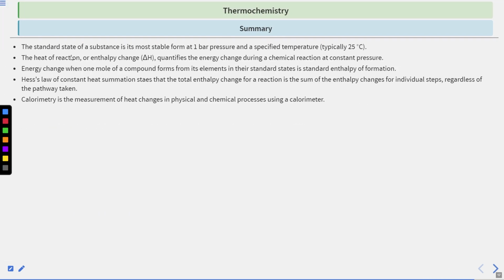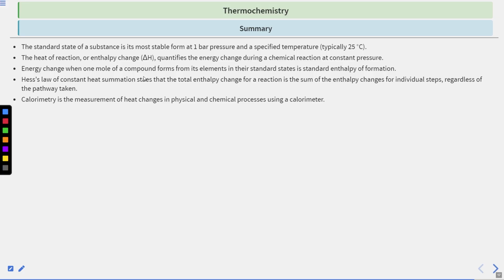Okay, so we are at our summary slide. These are some major things which we have covered. The standard state of a substance is its most stable form at 1 bar pressure and specified temperature, typically 25 degrees Celsius or 298 Kelvin. Heat of reaction or enthalpy change, ΔH, quantifies the energy change during a chemical reaction at constant pressure.